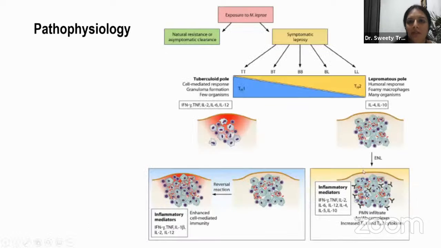Coming to pathophysiology, as I already told you, how the patient will respond to a leprosy infection when they are exposed to Mycobacterium leprae depends on their natural resistance or innate immunity. If they have a good immunity, 95% of them do not get infected. Those 5% of patients who do get infected have a spectrum of disorder. If they have good immunity, they have the tuberculoid pole, and if they do not have a good immunity, where humoral response is more common, they have the lepromatous pole.